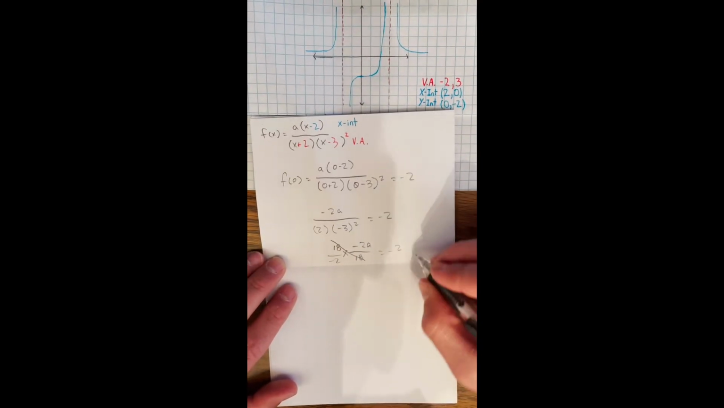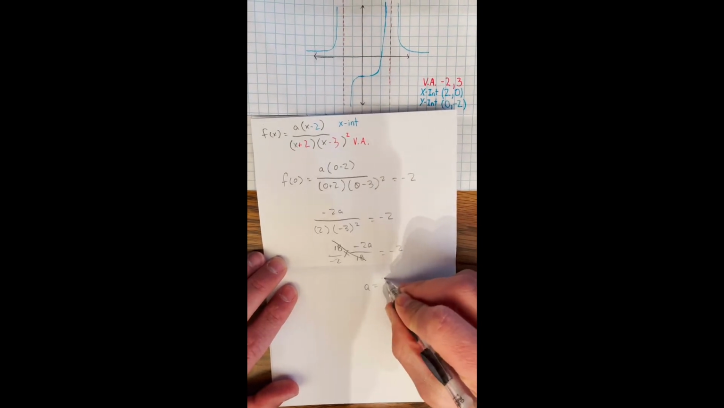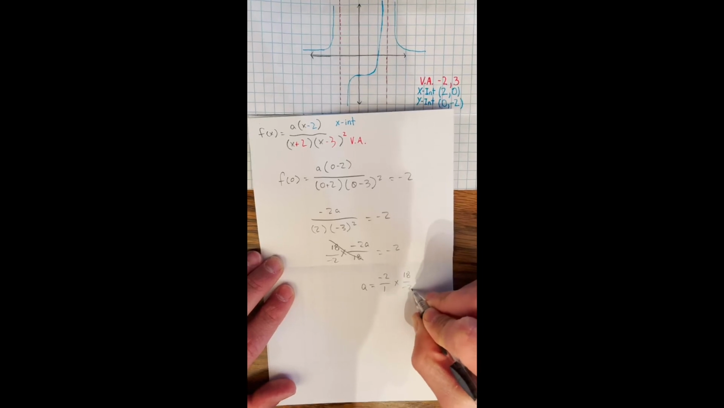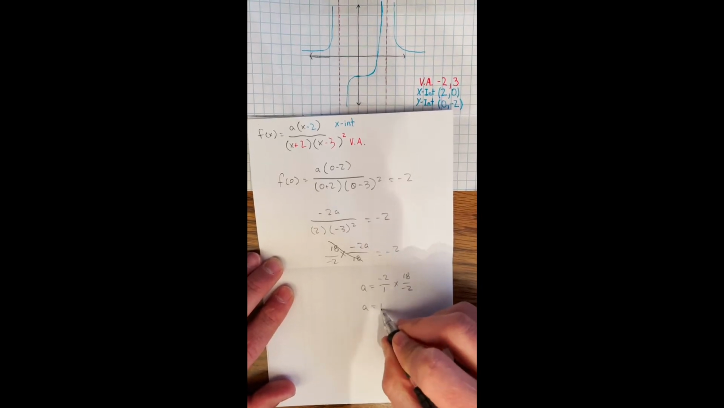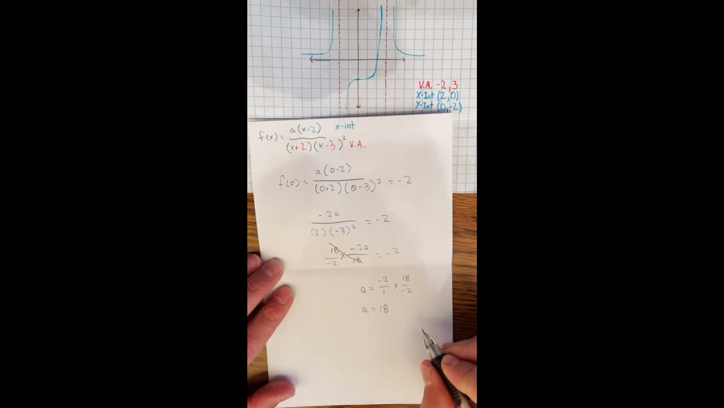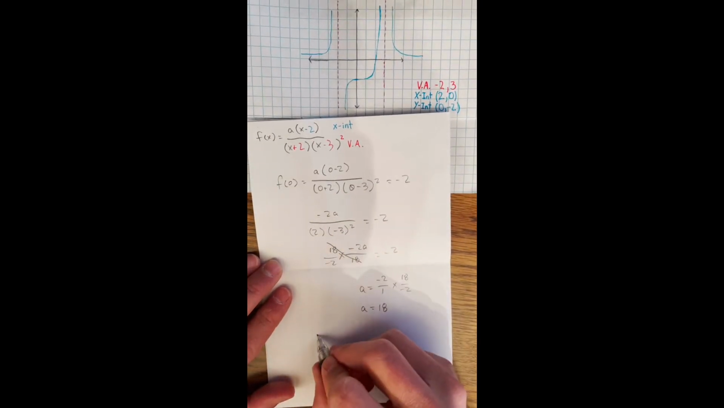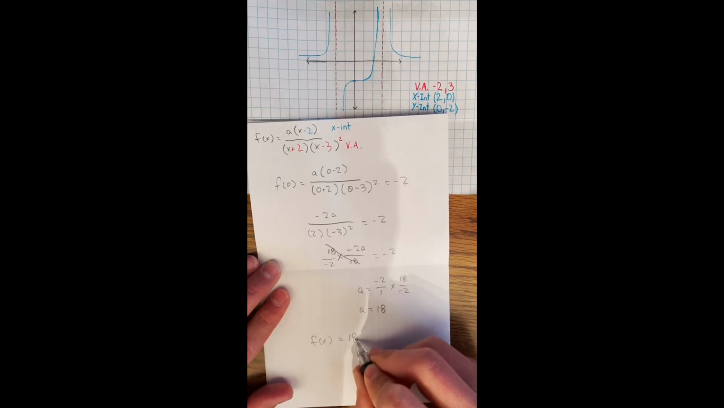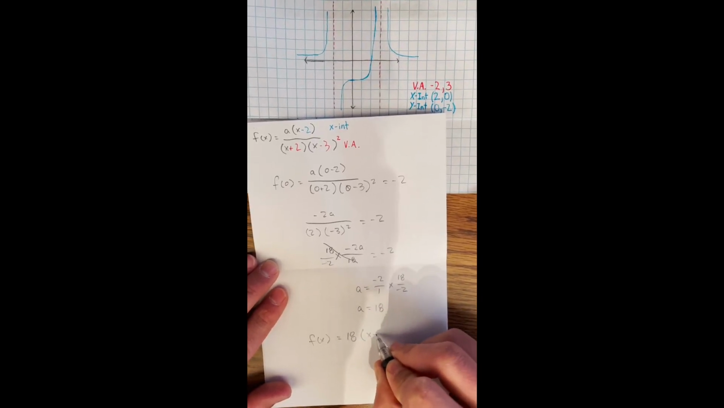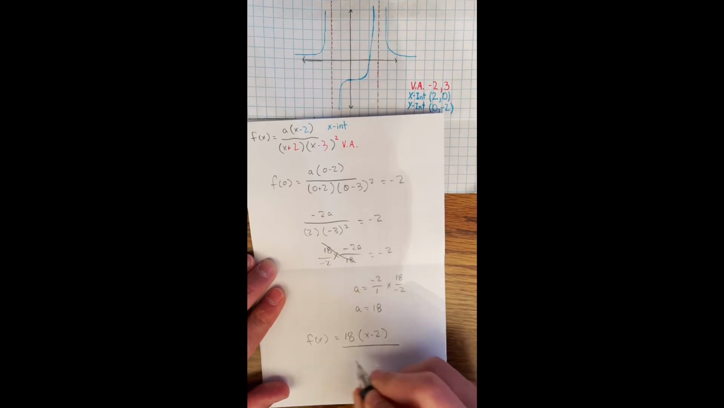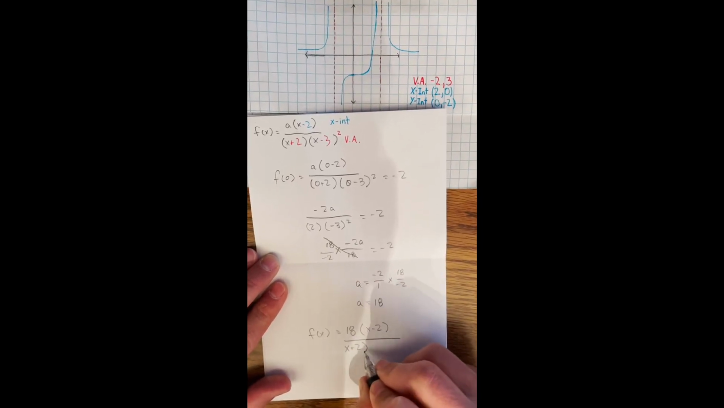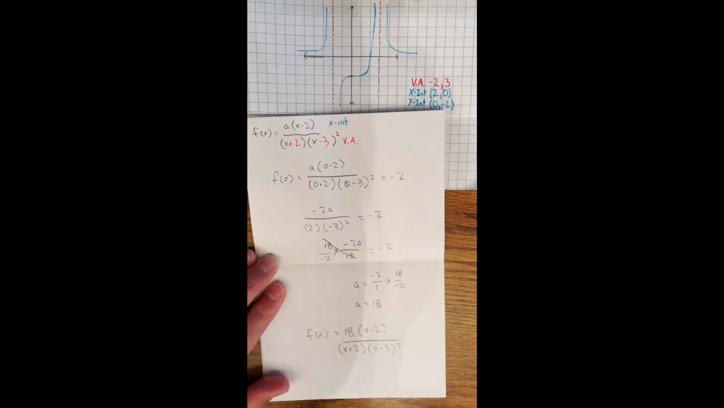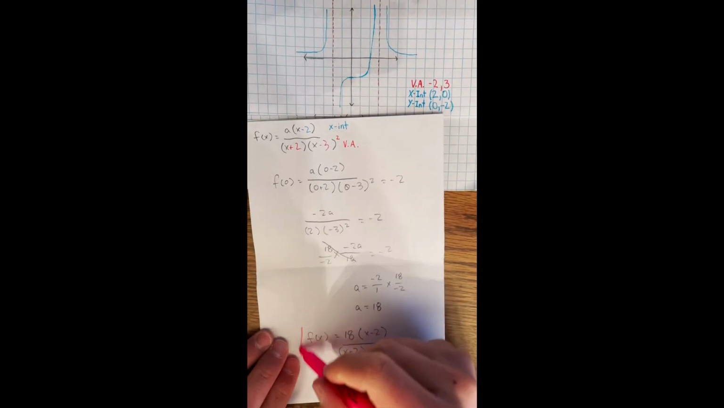So now you have a equals -2 over 1 times 18 over -2. This equals 18. So now that you have your a, you plug it back into your original equation. So f of x equals 18 times (x minus 2) over (x plus 2) times (x minus 3) squared. And that right there is your answer.